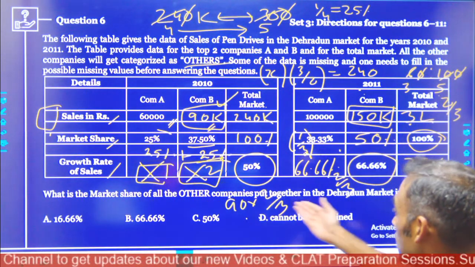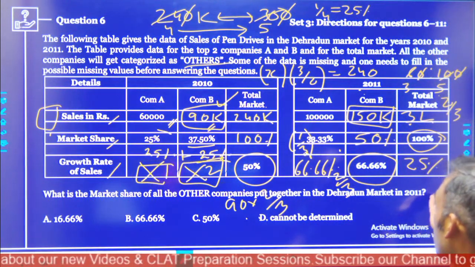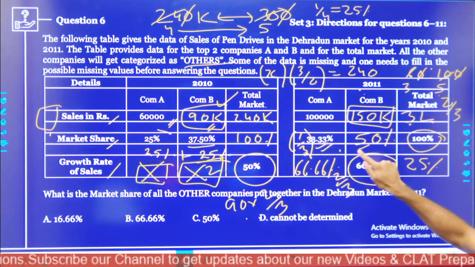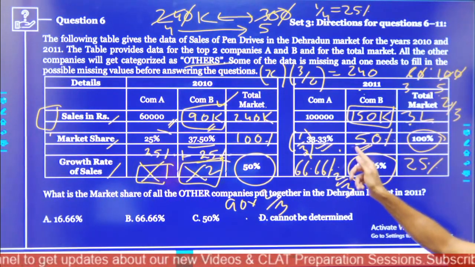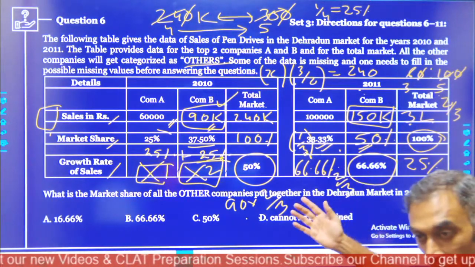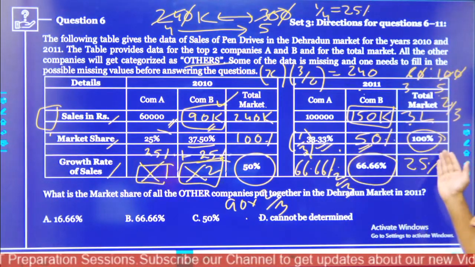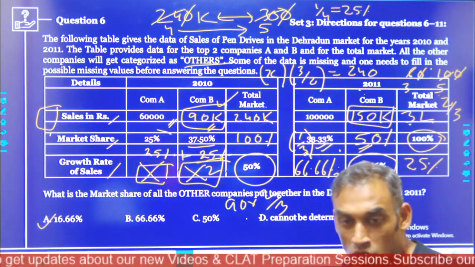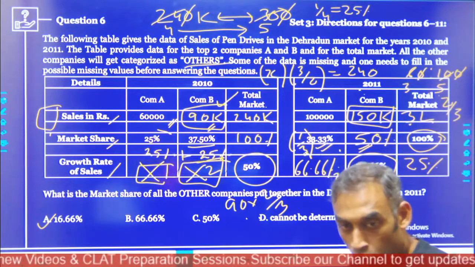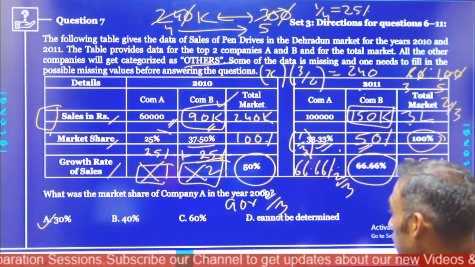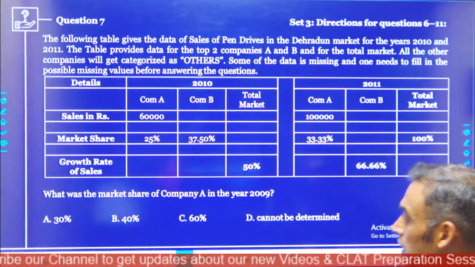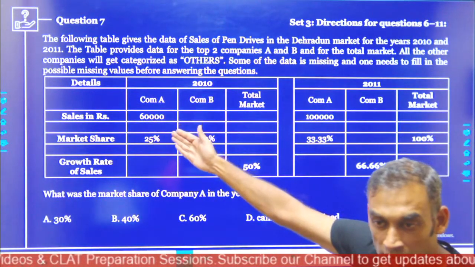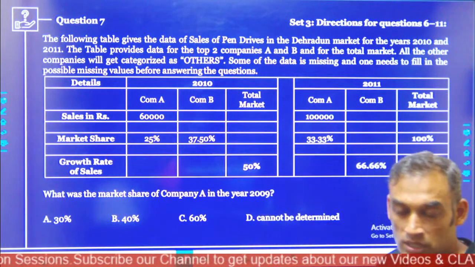What is the market share of all the other companies put together in the Dehradun market in 2011? Now we know that two of them are 33.33 and 50%. So that makes it 83.33 out of 100%. So the balance will obviously be 16.66%. See, the other questions are now easy, right? So I want you to solve them. I don't have to do much now. The set is solved. What is the company's market share in 2009? We've already solved this, right? 25%. So now you can solve this set.